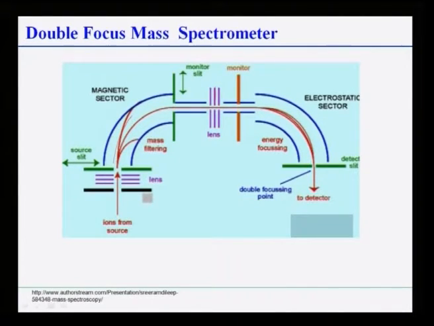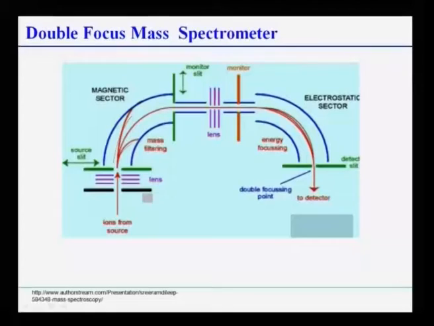So if you change the slit a little bit, or if you change the magnetic moment, that is the H value, you can allow either this one or this one or this one to pass through the slit and be detected. That is the advantage as compared to the first technique, the single focus mass spectrometer. It has much better resolution than the single focus mass spectrometer.